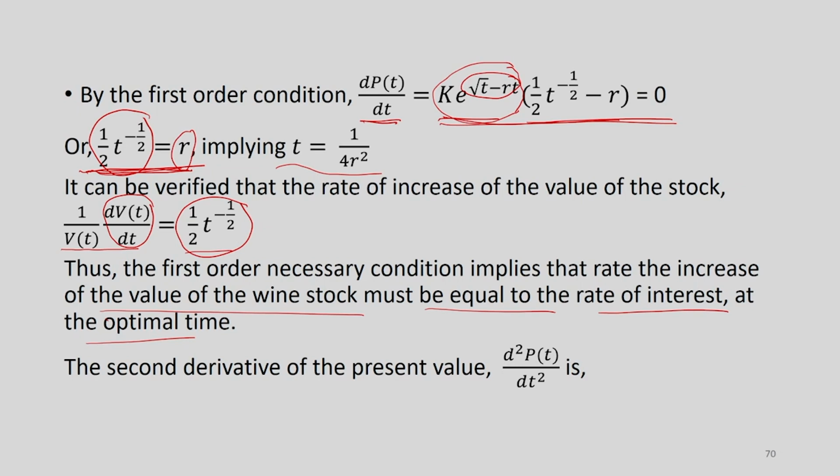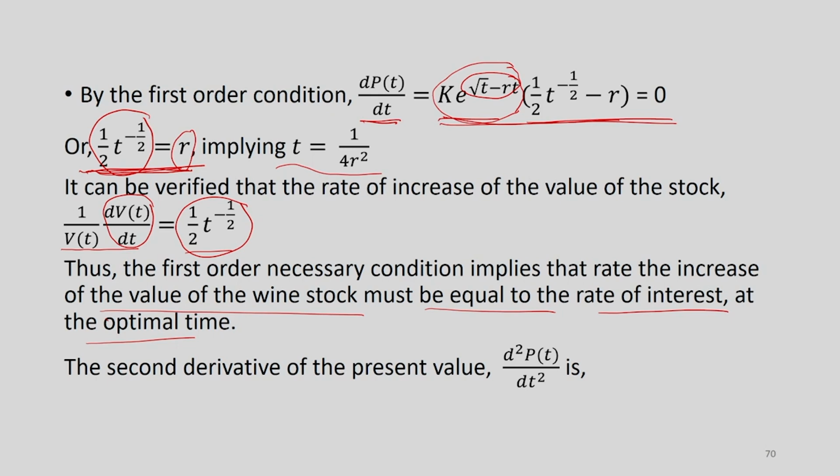But that is only the necessary condition, the first order condition. If this does not happen, then you do not have a maximum. That is what this essentially means. But that is not a sufficient condition. It is possible that at this point you are getting a minimum point.